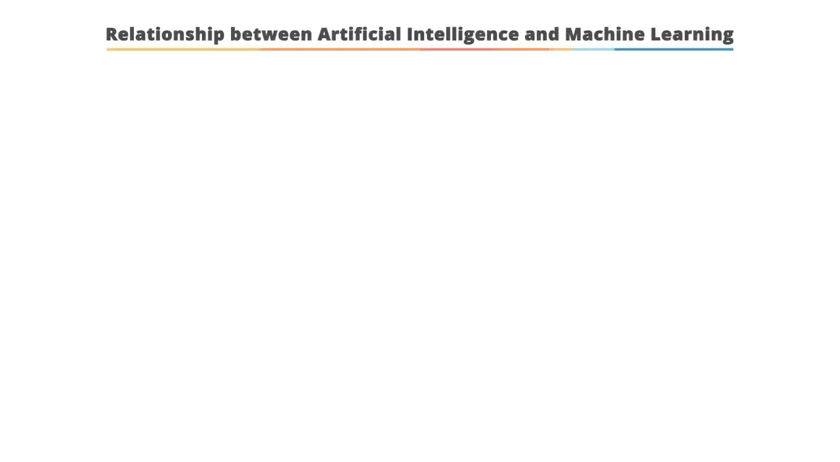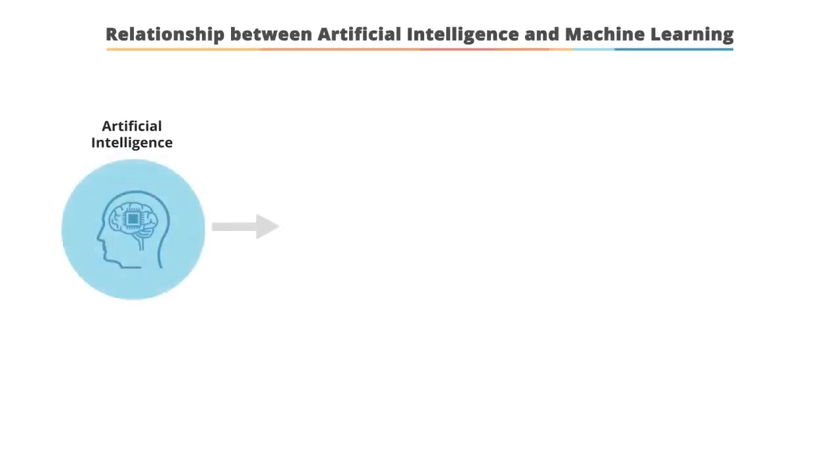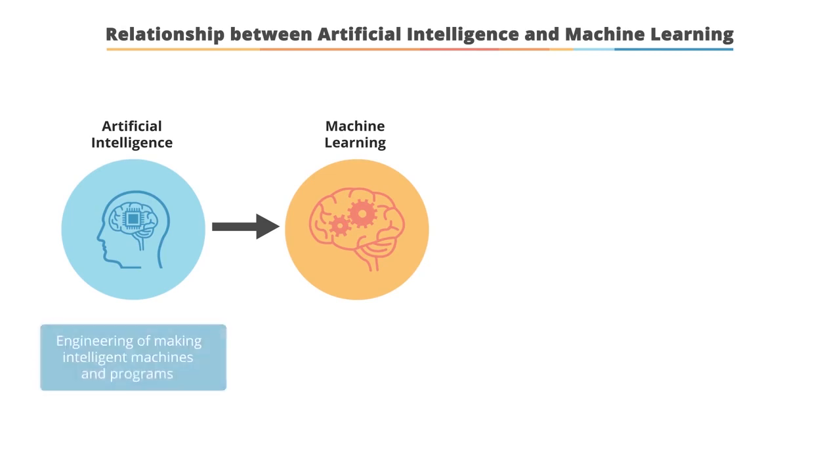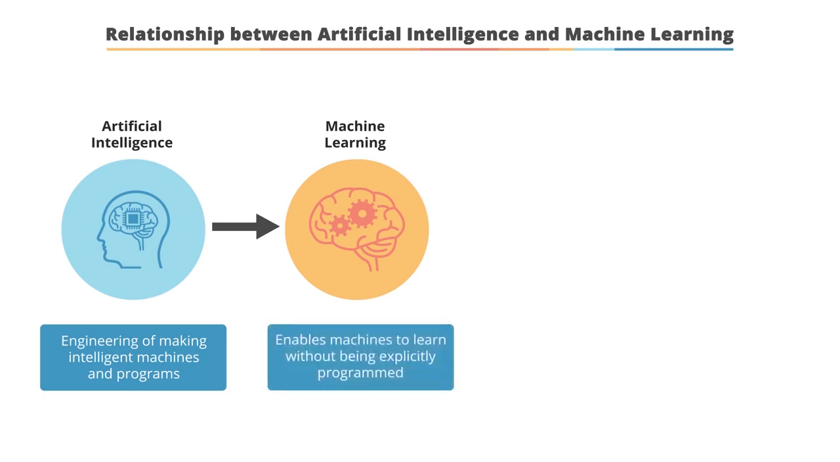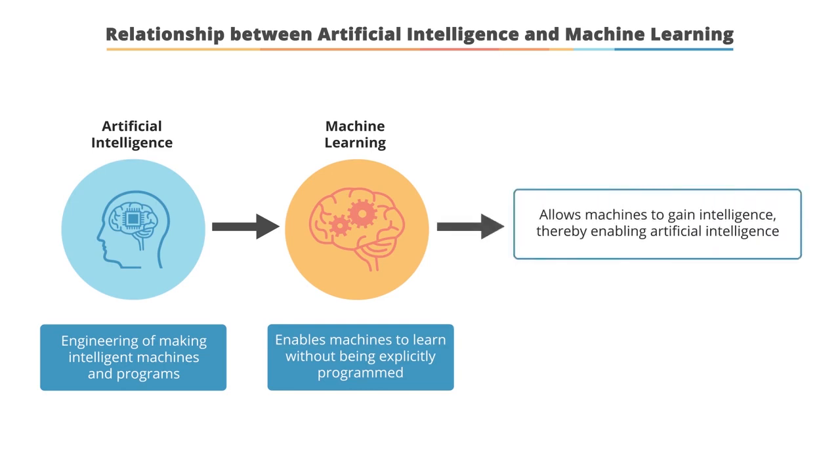Let's look at the relationship between artificial intelligence and machine learning. Artificial intelligence is the engineering of making intelligent machines and programs. Machine learning provides systems the ability to learn from past experiences without being explicitly programmed. Machine learning allows machines to gain intelligence, thereby enabling artificial intelligence.